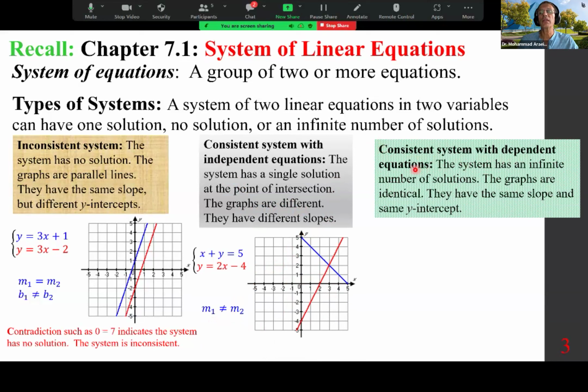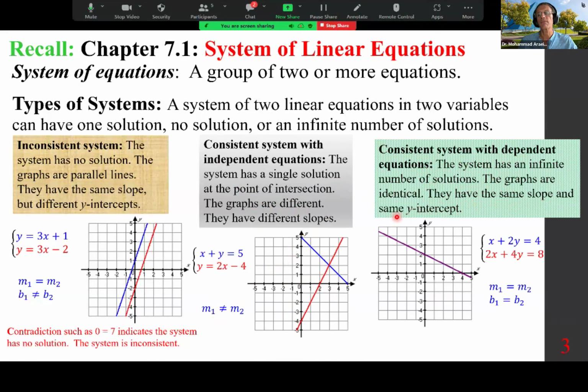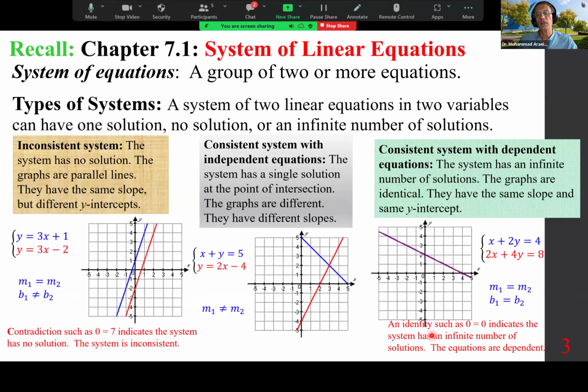Consistent system with dependent equations. The system here has an infinite number of solutions. The graphs are identical. They have the same slope and same y-intercept. So you see 2 different equations, but if you solve for y, they become identical. They have equal slopes and equal y-intercepts. If you were to solve it by a method of substitution or addition, an identity such as 0 equals 0 indicates the system has an infinite number of solutions. The equations are dependent.